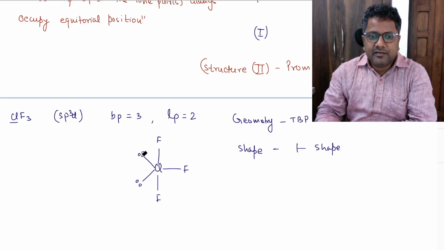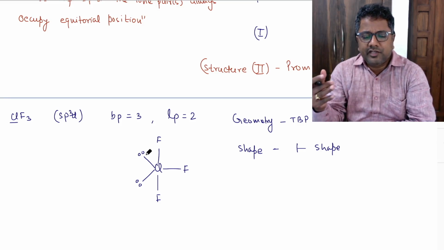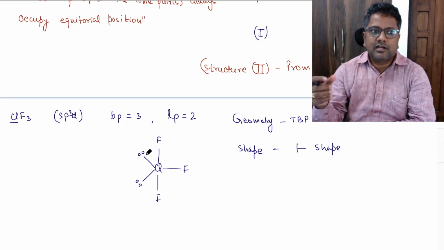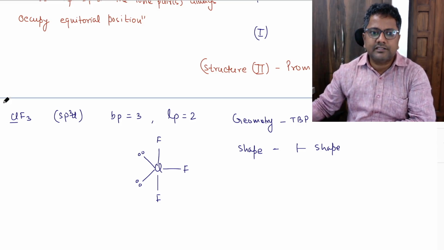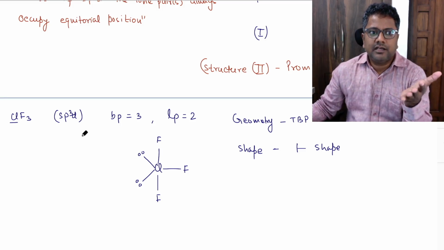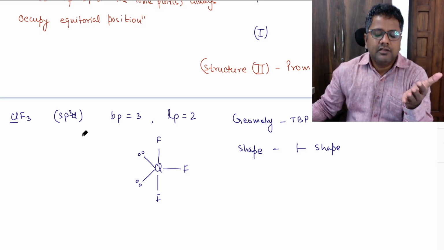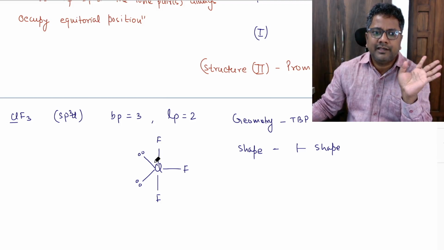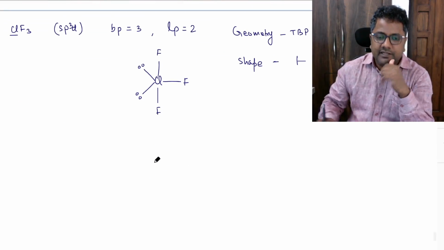So on the basis of Bent's rule, you can very easily identify the correct structure of any molecule in case of sp3d hybridization, because this is a non-equivalent hybridization. In case of others, when all the hybrid orbitals are equivalent, you can put the lone pair and bond pair anywhere.